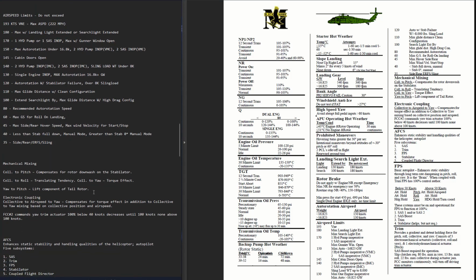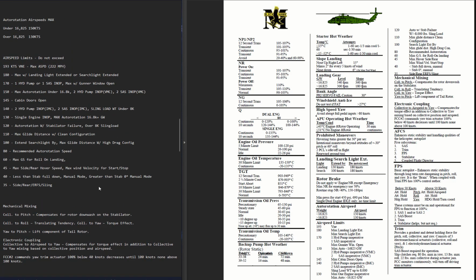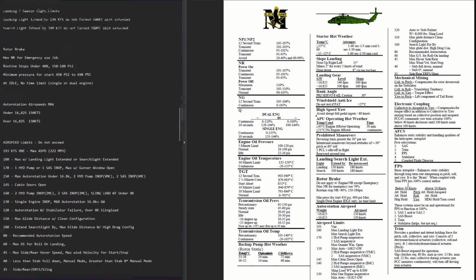Okay, I'm going to go ahead and leave that there for now, and we're going to break into all of the different mnemonics and memorization items after this.